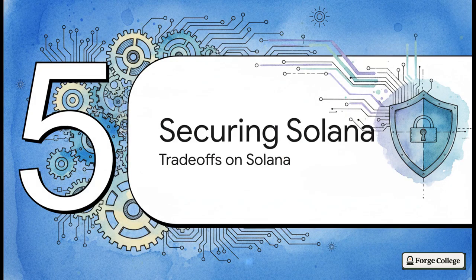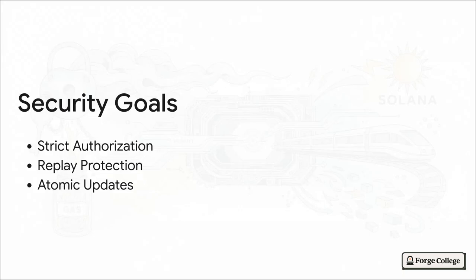Section 5. Designing for security. Trade-offs on Solana. Because the underlying mechanics are so drastically different, we have to make some pretty critical architectural decisions. No matter what, these 3 security goals are absolutely non-negotiable. 1. Strict authorization. The signature must perfectly bind the intent to the owner. 2. Bulletproof replay protection, ensuring the permit can never ever be used twice.